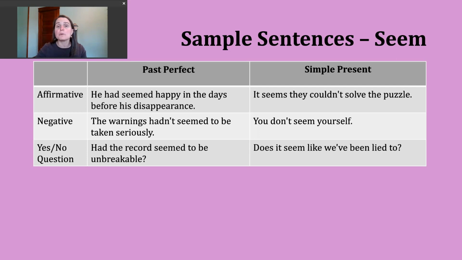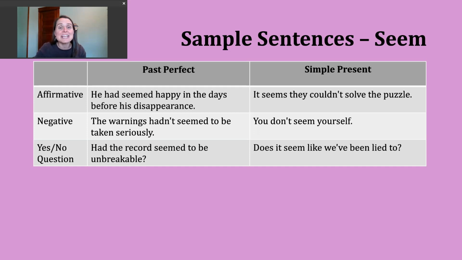Or another option would be to use the contraction hadn't, and then the participle. Here's my example sentence. The warnings hadn't seemed to be taken seriously. Okay? So this might tie back to our second definition of trying. Kind of our perception here again is that people didn't listen, didn't follow them.